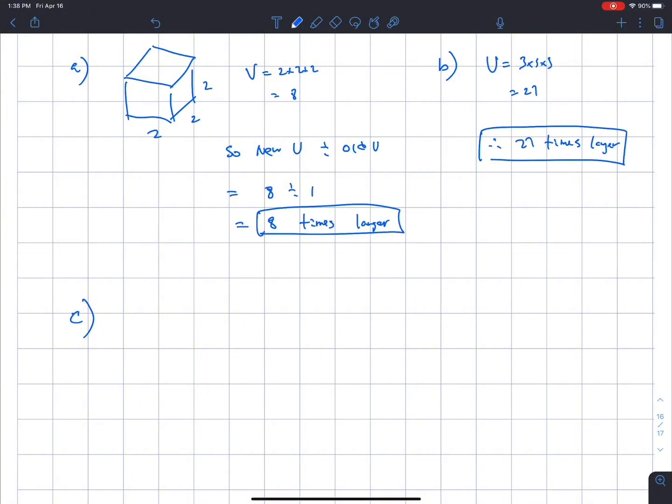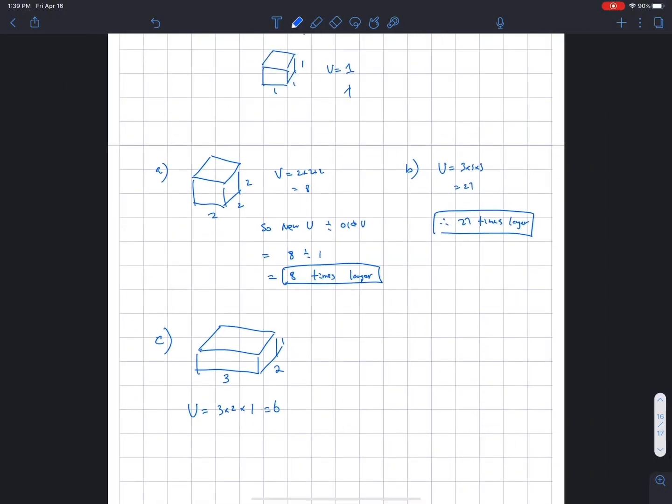C, you want to triple the length and double the width, probably leaving height unchanged in this case. Triple the length, double the width, and leaving the height unchanged. Volume is 3 times 2 times 1, which is 6. Because initial volume is still 1, right? So we can say the volume is 6 times greater.